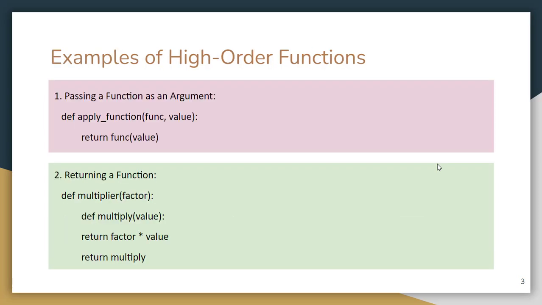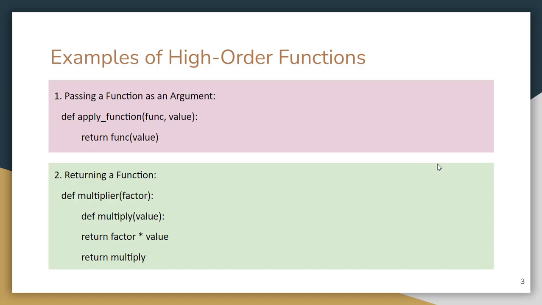Example of higher-order functions: passing a function as an argument. Suppose def apply_function is a function and it takes two parameters: one is the function, fnc in this case, comma, value. After the colon, return fnc(value). That means it uses another function.